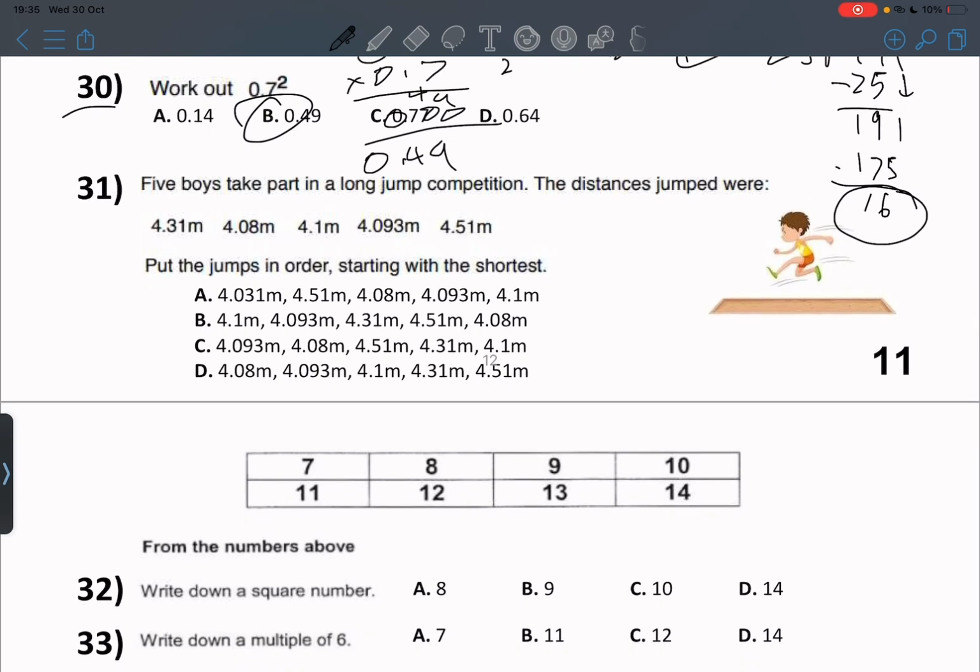5 boys take part in a long jump competition. The distances jumped were these ones. Place them in order, starting with the shortest.